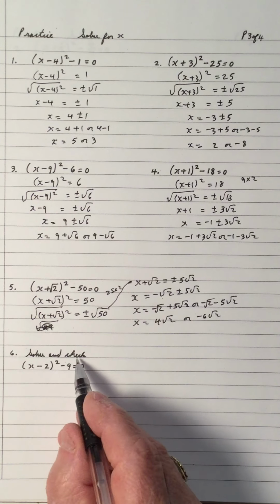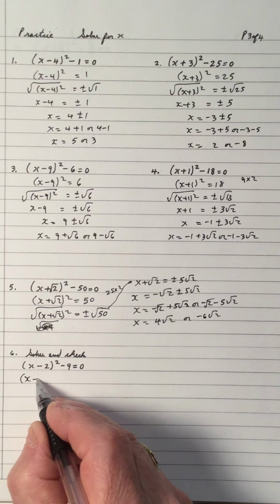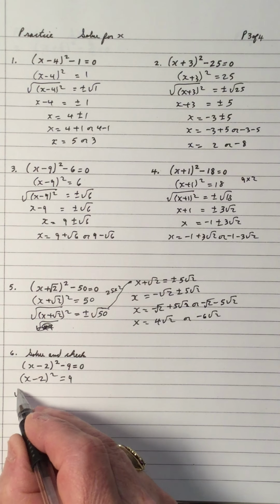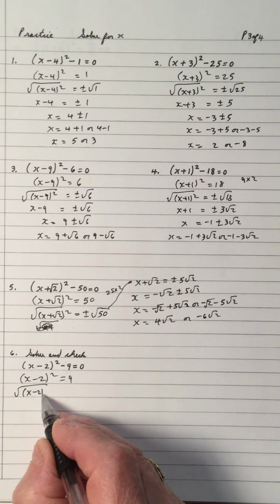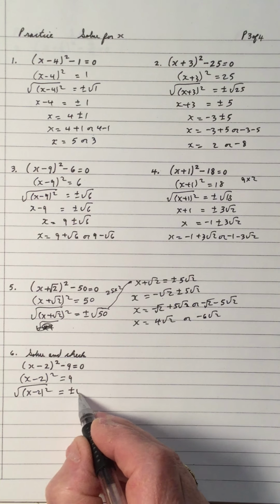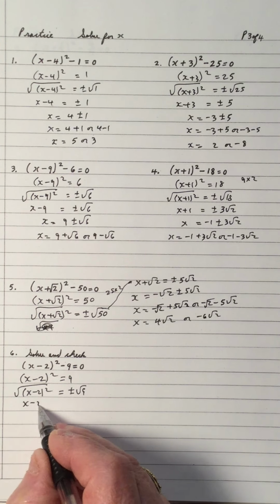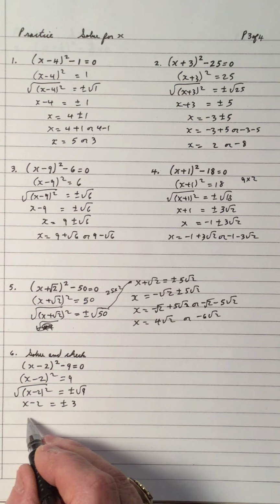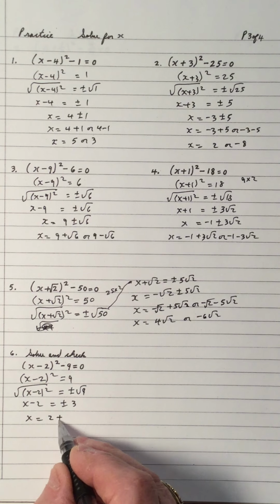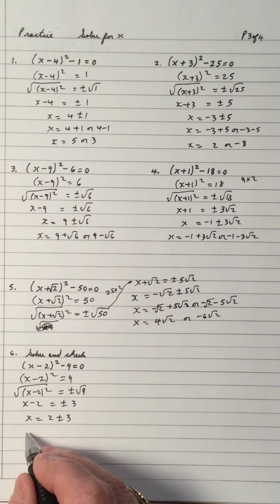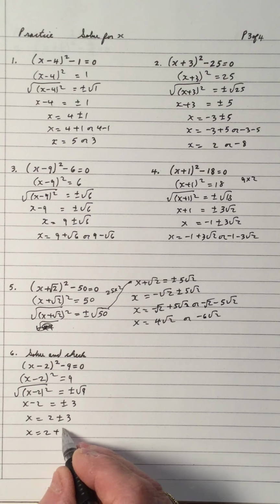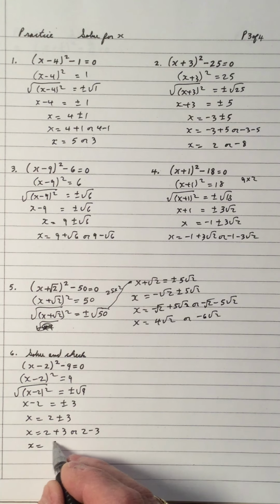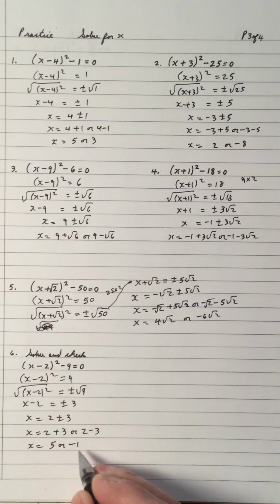And number 6, solve and check. So here we go. X minus root 2 squared equals 9. So I'll do the square root of each side, plus or minus the root of 9. X minus root 2 equals plus or minus square root of 9, which is 3. X equals 2 plus or minus 3. X equals 2 plus 3, or 2 minus 3. So x equals 5, or negative 1.